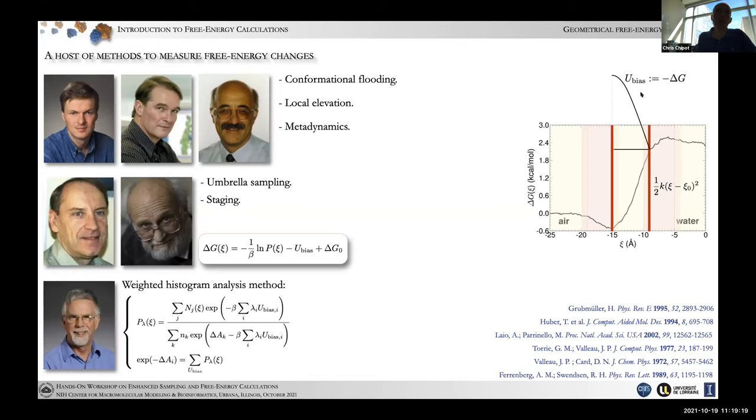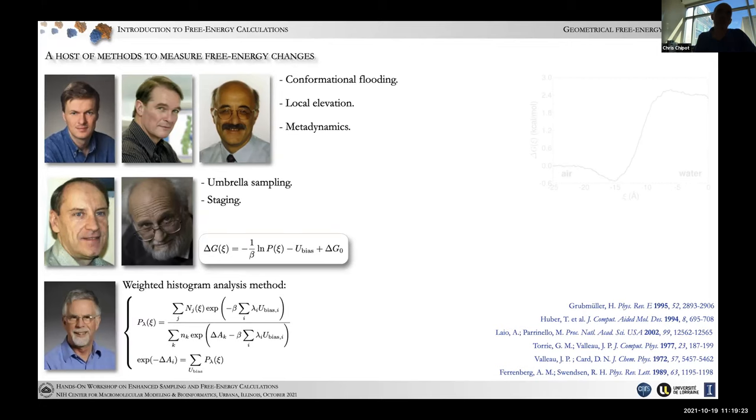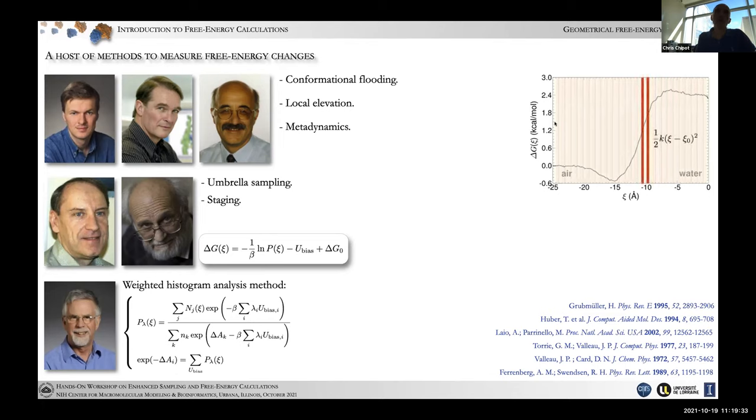So I was saying that these days, nobody does that. Nobody wants to guess what the biasing potential should be. So what people do, they call that umbrella sampling. What they do is a stratification, meaning that they chop the reaction path into many, many small, narrow windows, and they apply a confinement potential for each window.